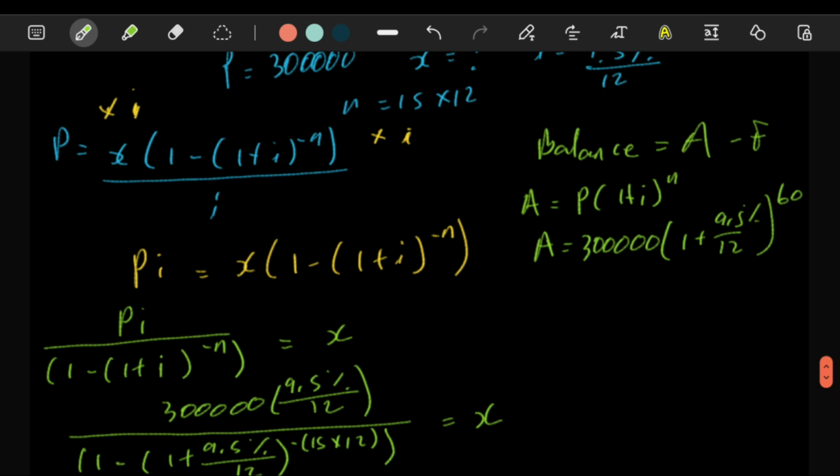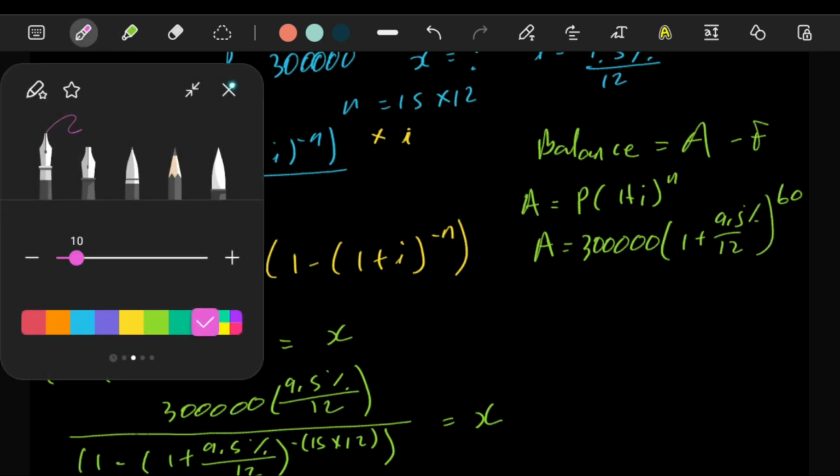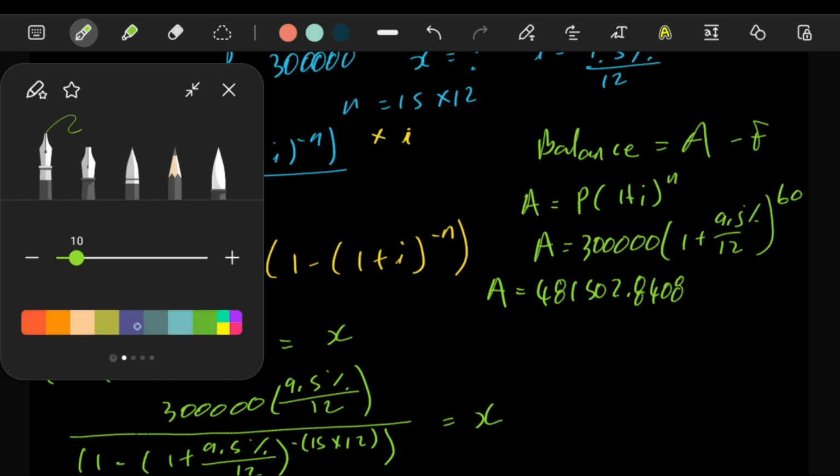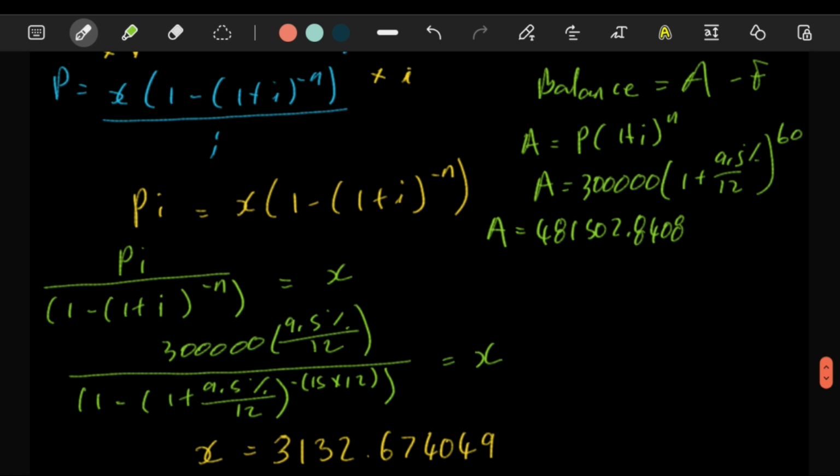So this is going to be the value of A. Let's get that value of A quickly in the calculator. Our value of A here is 481,502.8408. I like it. Let's use a different color for F, even white. For F, you have to be careful now, because F is going to be the monthly installment.